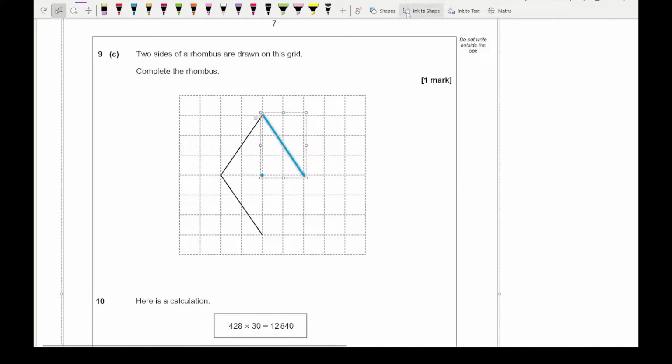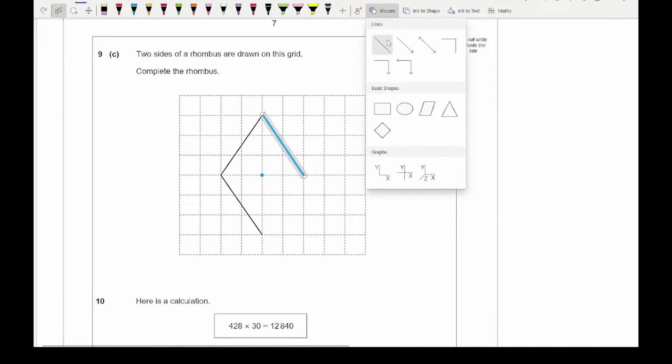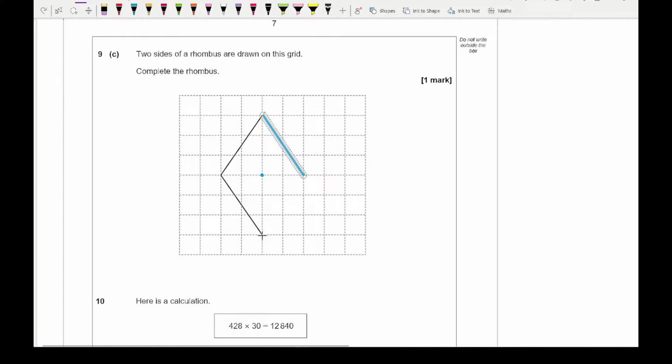Examiners now are penalizing a lack of neatness and accuracy. So always make sure that you are using your equipment correctly and not being lazy, even in exam conditions where you feel that you want to get questions done as quickly as possible. Don't substitute quantity for quality. And there we go.